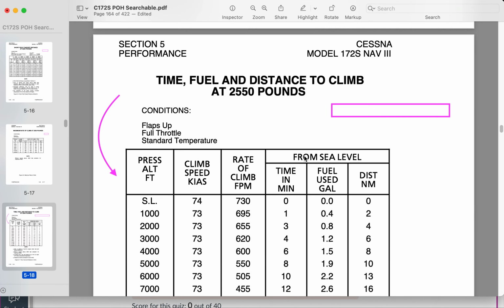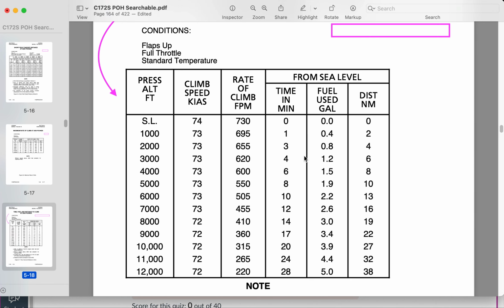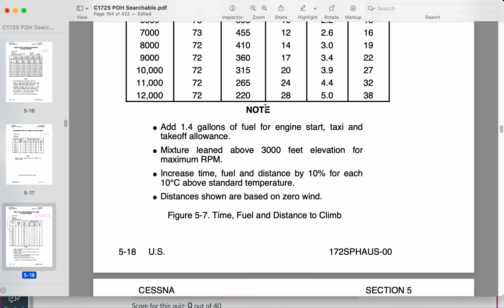We went through rate of climb. We went through time, distance, and fuel to climb. I've got my arrow here so I can remind myself I'm going from one altitude to another one. And then I'll copy and paste it and put it on the other values to remember them. A few things I'm definitely pleased with on this chart. Remember, don't forget your 1.4 gallons for start, taxi, and takeoff.